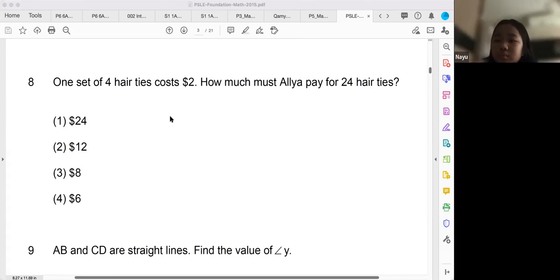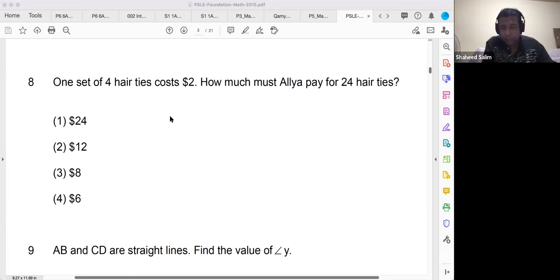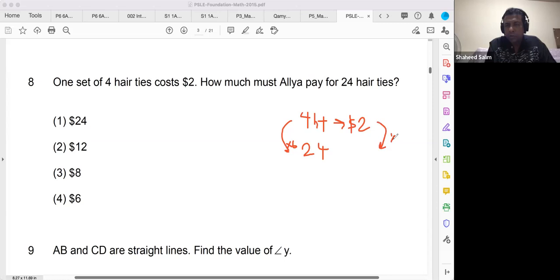Two. Answer is 12, you see? Congratulations. I'm just going to run through how to do this again. But you got it correct, well done. So 4 hair ties cost $2. So now you want to go for 24, times by 6. So do also times by 6 here. So 2 times 6 is 12. So well done. You got a point for this one. Very good. So your score now is 5 out of 7.